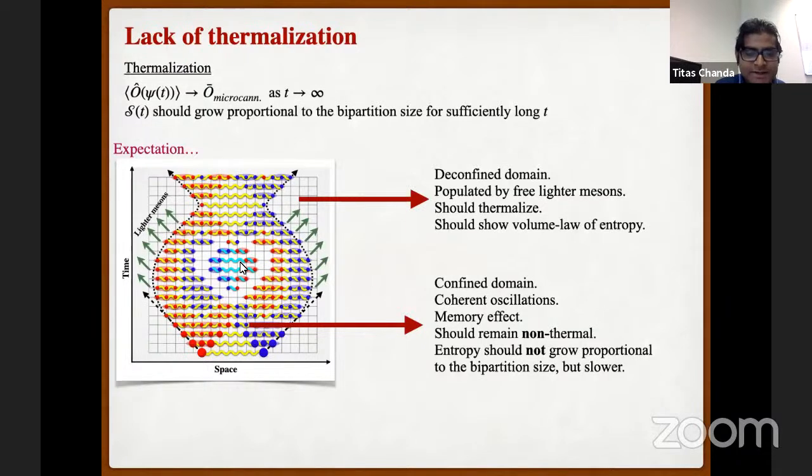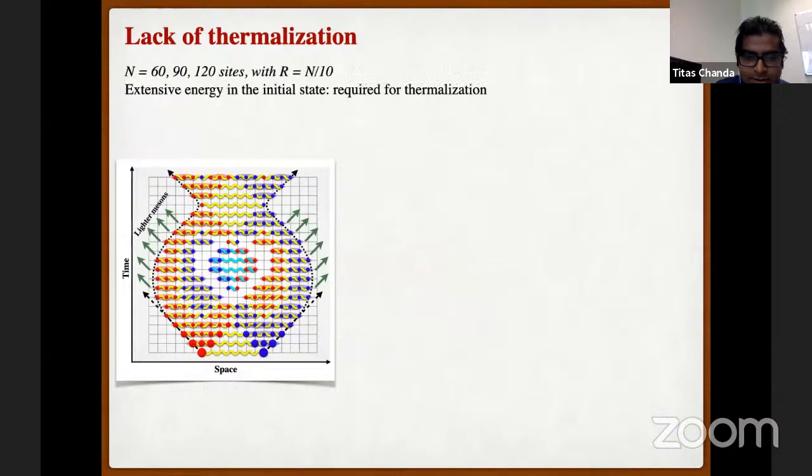Our expectation is that since this confined core has a coherent oscillation and a very strong memory effect, it should remain non-thermal, and entropy should not grow proportional to the volume size, but slower. Whereas in the deconfined domain, it is populated by free lighter mesons, which can move freely to spread entanglement, so it should, in some sense, thermalize in the outer region. For that, we study different system sizes with R proportional to N, so that we inject an extensive amount of energy into the initial state, which is required for thermalization.